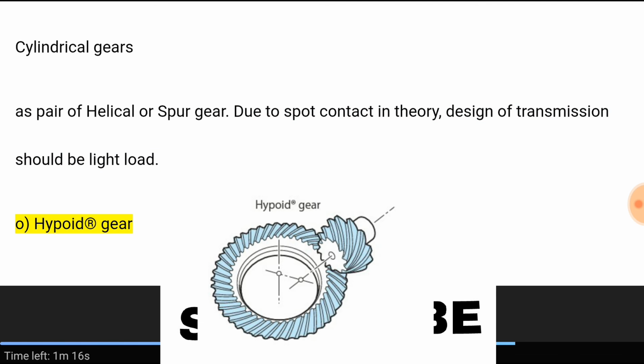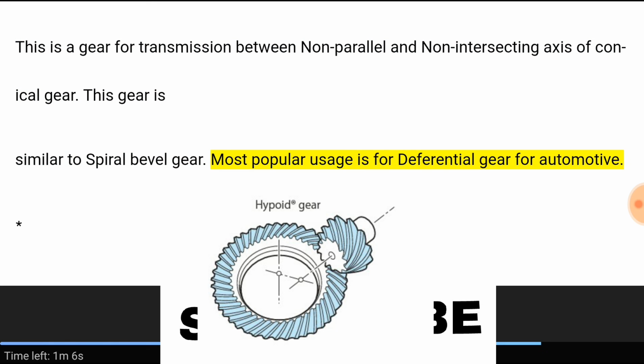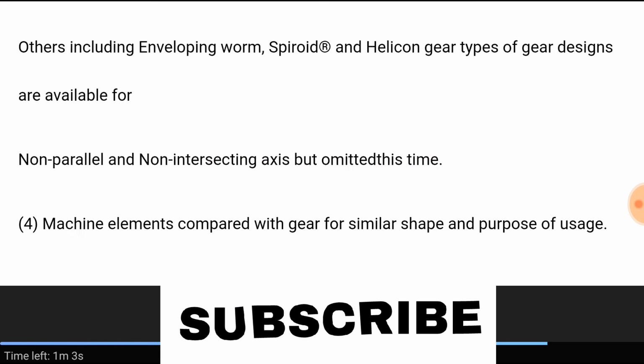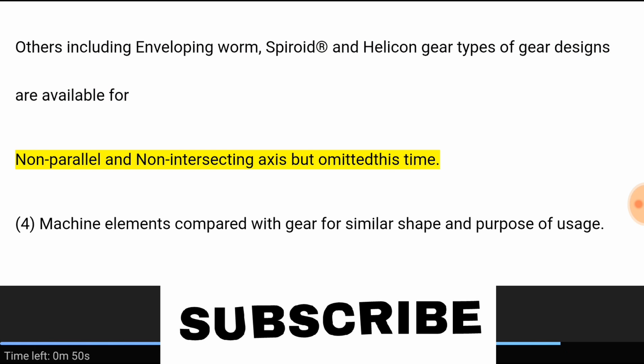O. Hypoid gear. This is a gear for transmission between non-parallel and non-intersecting axes of conical gear. This gear is similar to spiral bevel gear. Most popular usage is for differential gear for automotive. Others, including enveloping worm, spheroid and helicon gear types, are available for non-parallel and non-intersecting axis but omitted at this time.